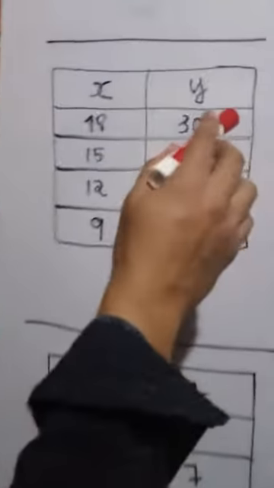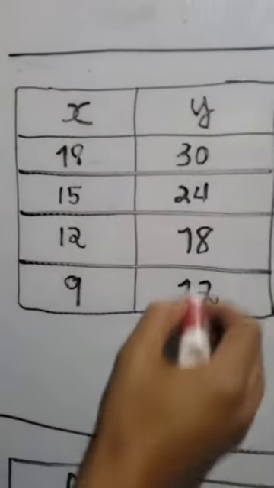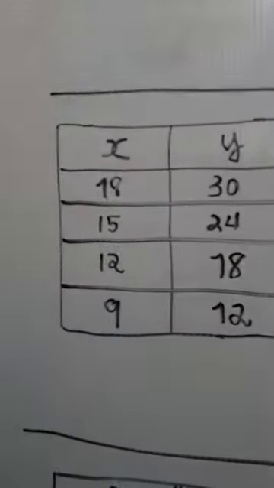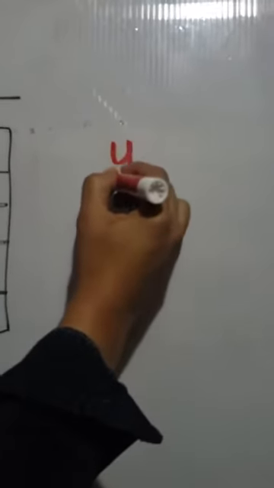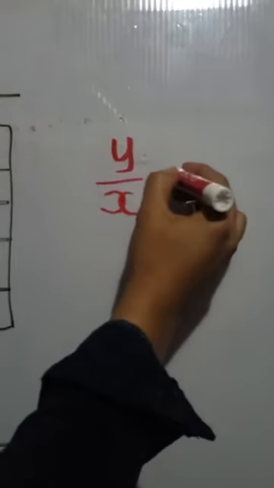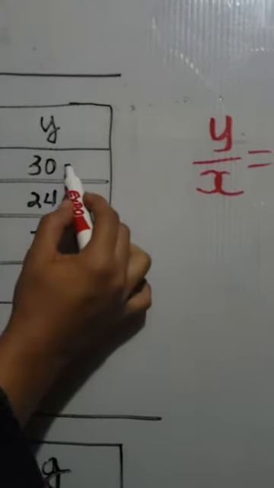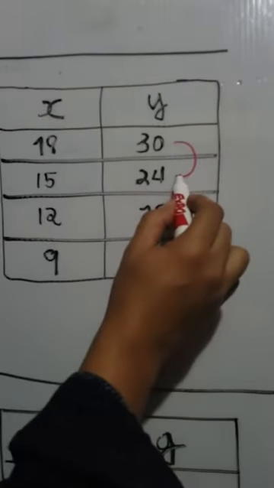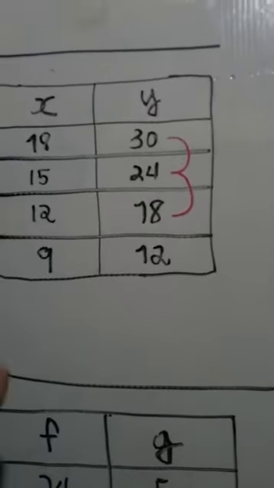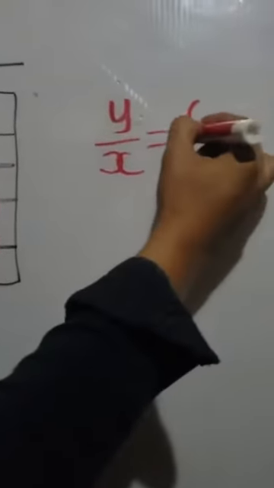This is the first exercise, okay, in which we have all the data of the x and the y, and we have to write the equation here. The first is the formula. The formula is y over x. Now the pattern, we have to find the letter y value and we have to find the pattern. From 30 to 24, there's 6 numbers. And from 24 to 18, 6 numbers. And from 18 to 12, 6. So the pattern is 6.